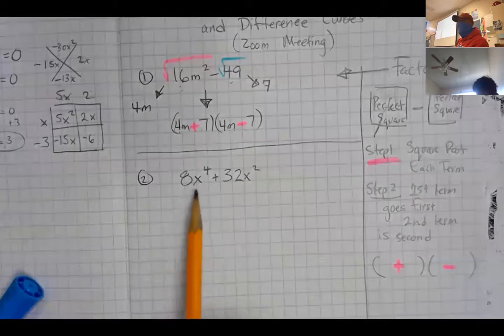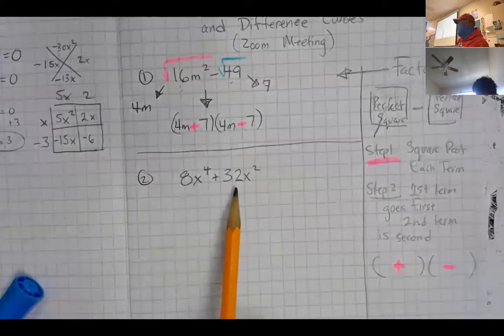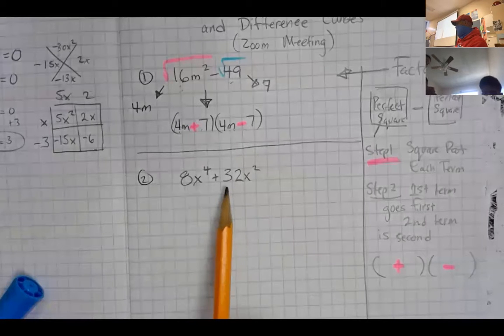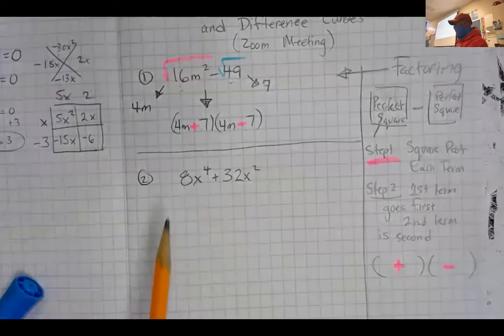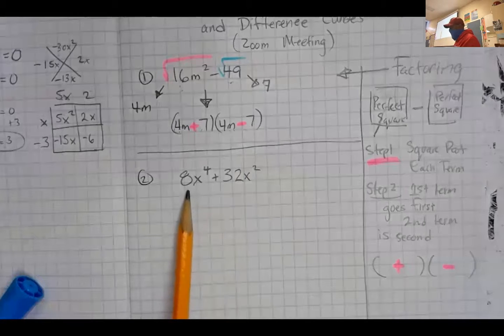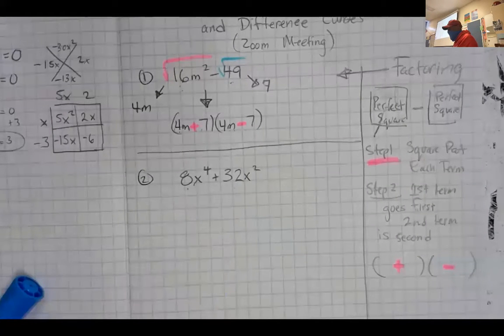Okay, now if I'm looking at 8 and 32, those are not perfect squares. I can't take the square root of 8 and get a whole number. But what I do notice, like I said before, is check to see if there's a common factor. So the common factor in this number and this number would be, let's see.